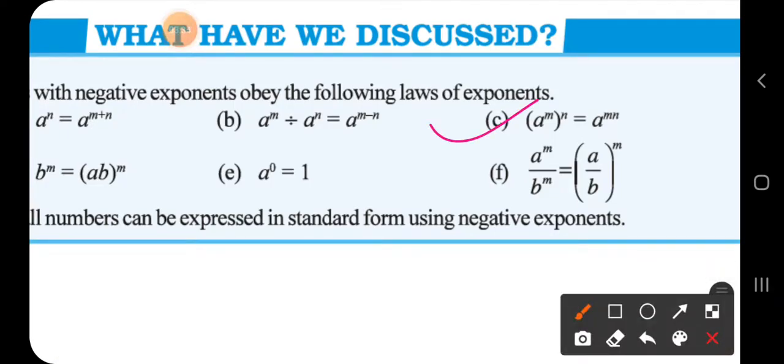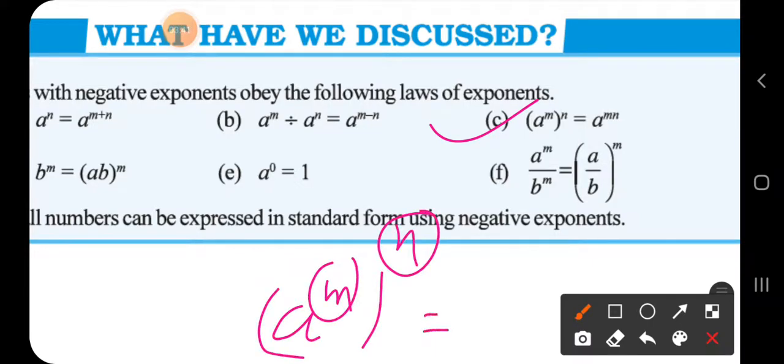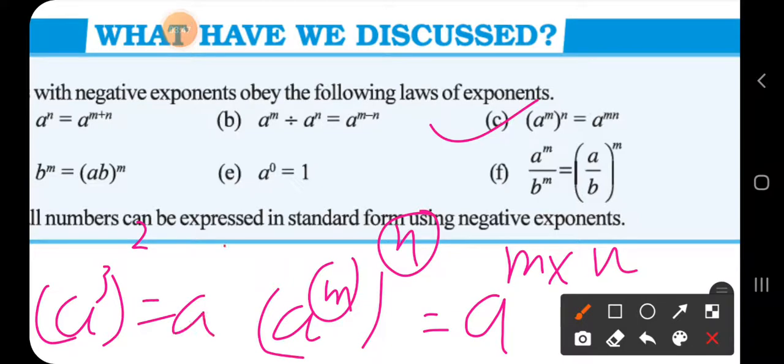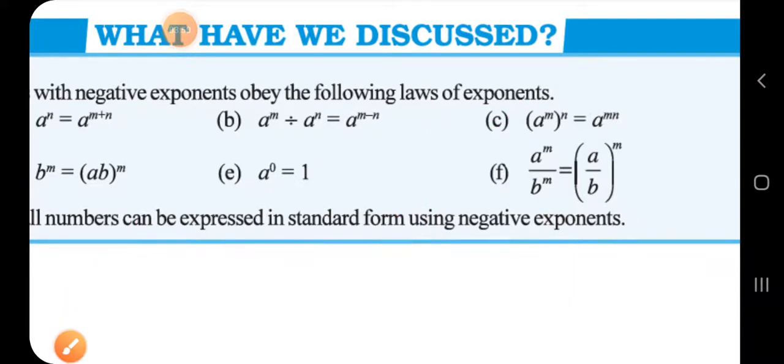Here, a raised to m, raised to n. So power of power, m raised to n. Power of power will be multiplication. So a raised to m into n. For example, a raised to 3, raised to 2. So a raised to 3 into 2 is equal to a raised to 6. Okay.